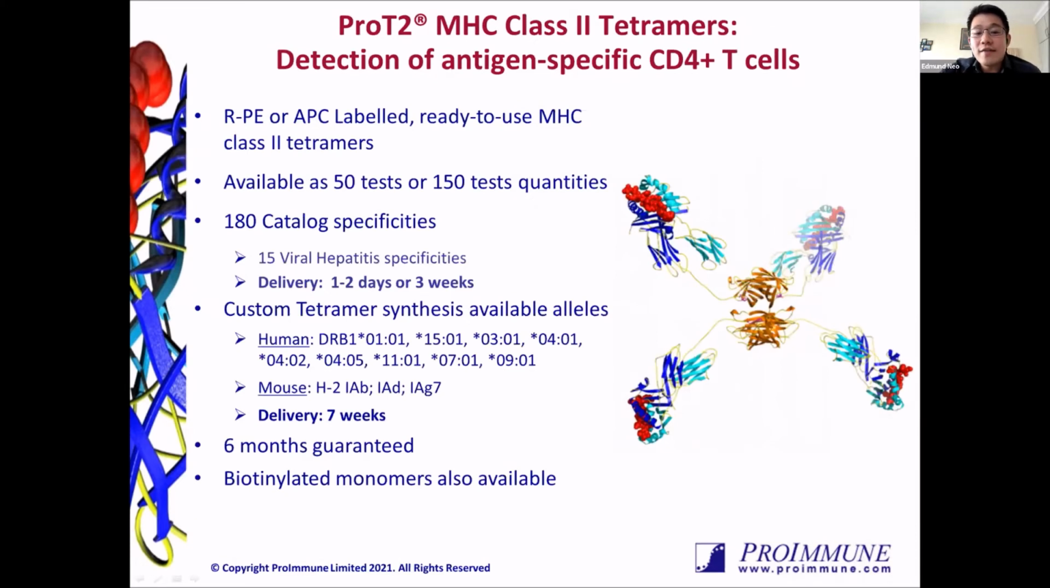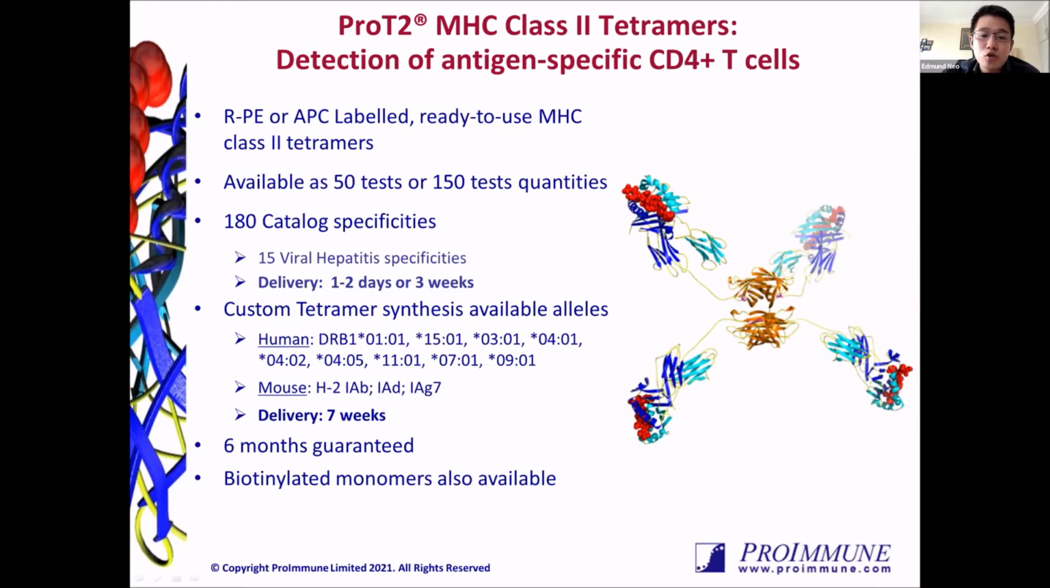Apart from monitoring the antigen-specific CD8 T cells, we should not forget about monitoring antigen-specific CD4 T cells, which is as important. Here is our Pro-T2 MHC class 2 tetramers that ProImmune offer, which comes in the labeled format in either RPE or APC, ready to be used for experiment. The test quantities that we offer are either 50 or 150 tests. We have about 180 specificities available in our catalog, of which 15 of them are viral hepatitis specific. And they are ready to be shipped out in about 1 to 2 days or 3 weeks.